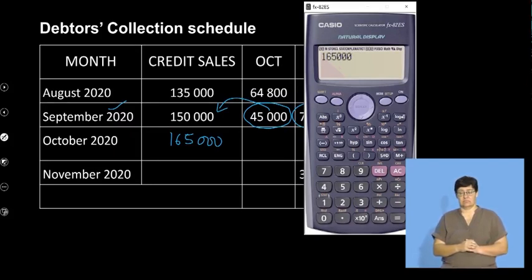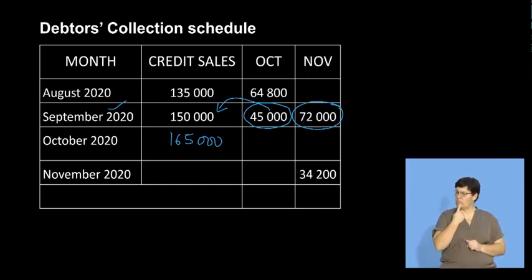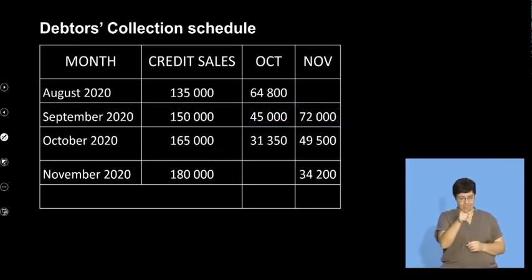165,000 times my 20% will give me that, times 95% will give me a figure of 31,350. Okay, here we go. There you can see 31,350. Now, just a quick recap. Let me go through my calculation again.